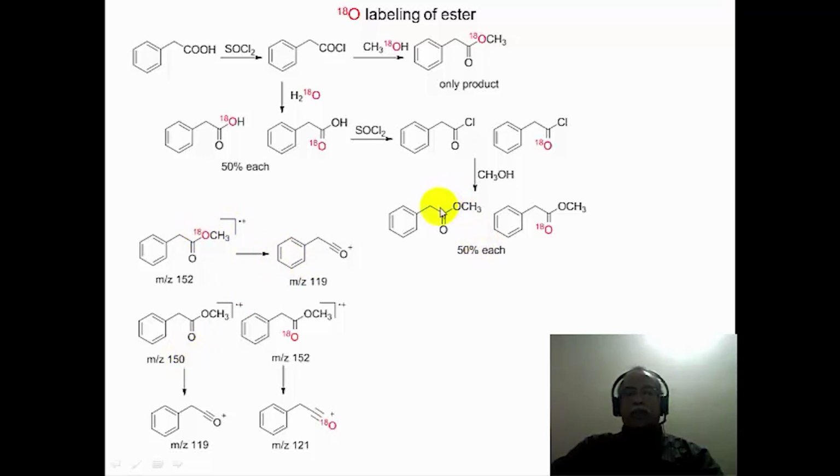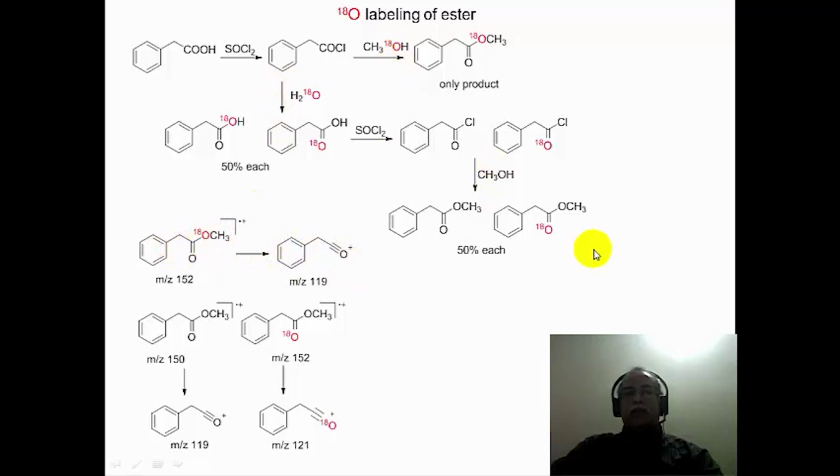On the other hand, if a mixture of these two esters is present in the system, in other words, if the reaction has proceeded in this manner and the labeling has been left in the carbonyl oxygen compound, then the fragmentation pattern will have both 119 as well as 121. In this reaction, the 119 will be the sole fragmentation process, whereas in this case, since this is a mixture of two compounds, both 119 and 121 will be formed, indicating the oxygen of the carbonyl is the one that is labeled in this particular system, whereas the oxygen of the OCH3 is what is labeled in this particular reaction.